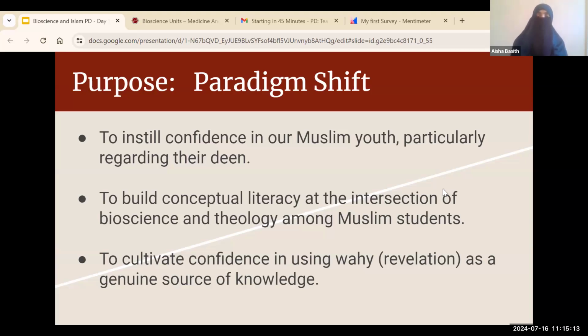And last but not least, having a wahi-focused worldview. We want to cultivate confidence in using wahi as a genuine source of knowledge. When we use wahi along with knowledge from our rational faculties and empirical data and information, this curriculum is going to help us broaden our understanding of these fundamental questions about the human being. And we'll see that when we are informed by wahi, this helps us tackle critical topics of biology and science that might cause confusion in the minds and hearts of Muslim students.